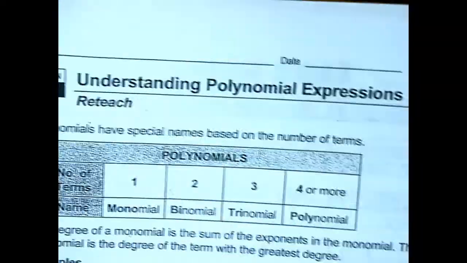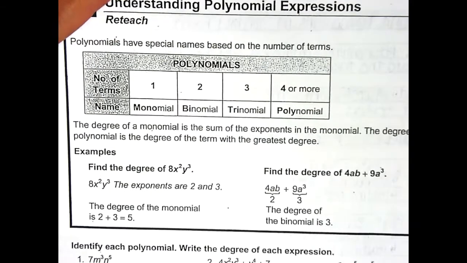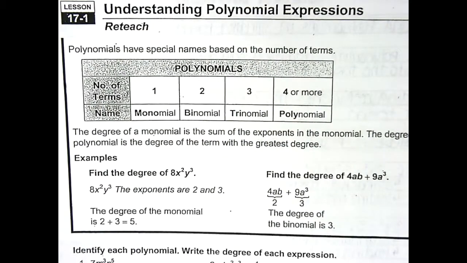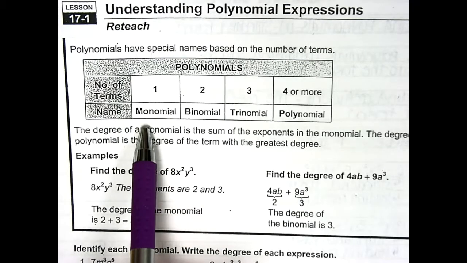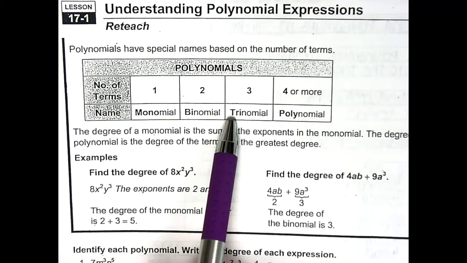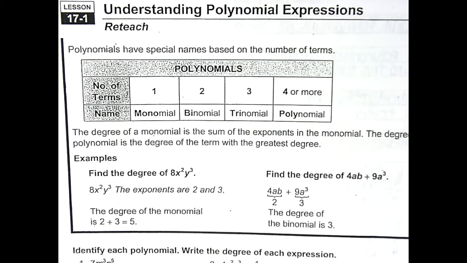17.1, Understanding Polynomial Expressions. Okay, so we have different names for polynomials based on the number of terms they have. And you remember, terms are separated by addition or subtraction signs. So when they have one term, we call it a monomial. 2 terms is a binomial, bicycle. 3 terms is a trinomial. And when there are 4 or more, we just call it a polynomial.